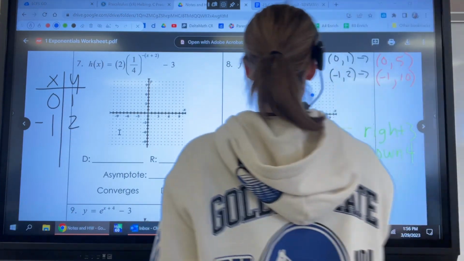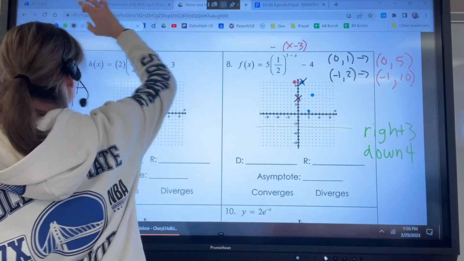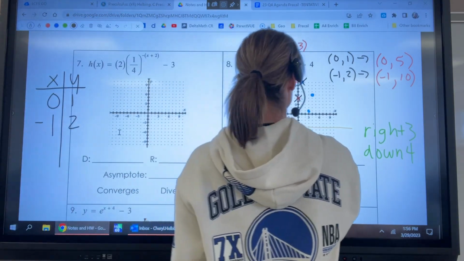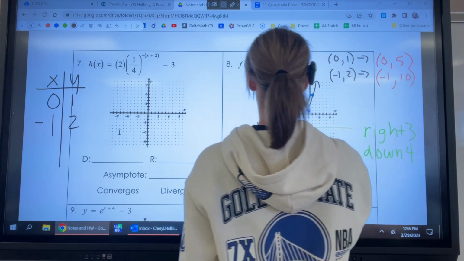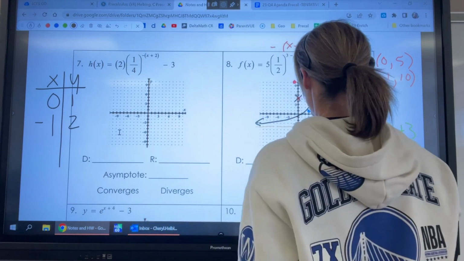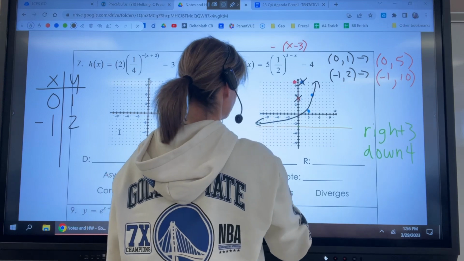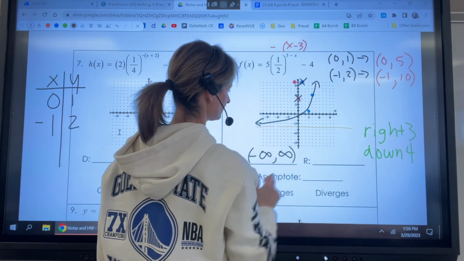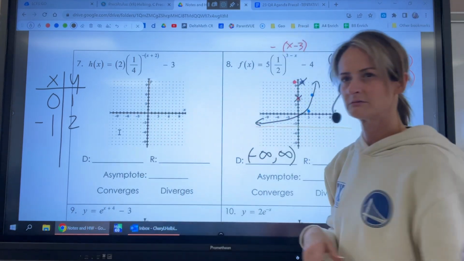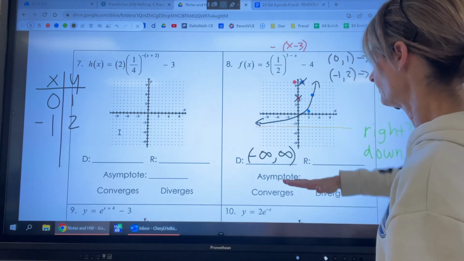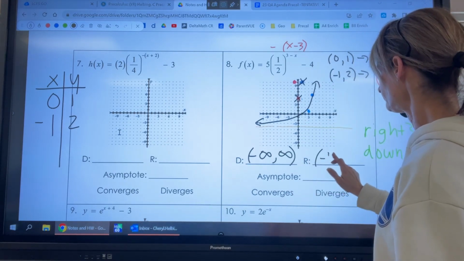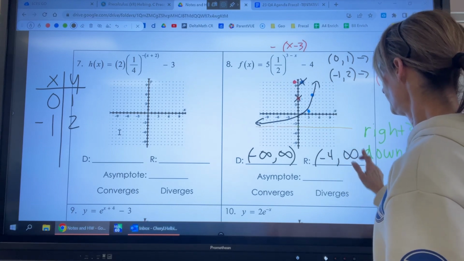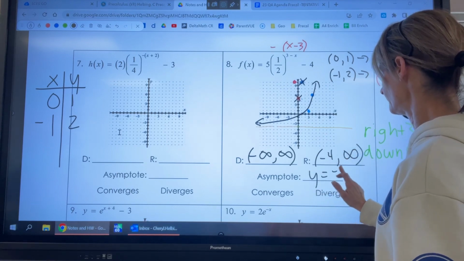What do you guys think of this graphing? Easy. All right, domain, same. Range should be getting easier, right? Where's the graph? Where are the y values? From looks like -4 to infinity. Our asymptote is at y equals -4.